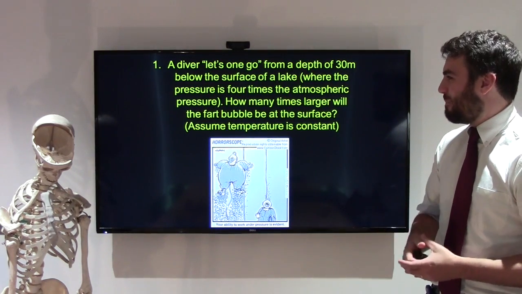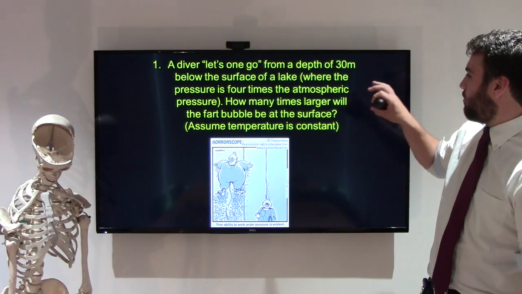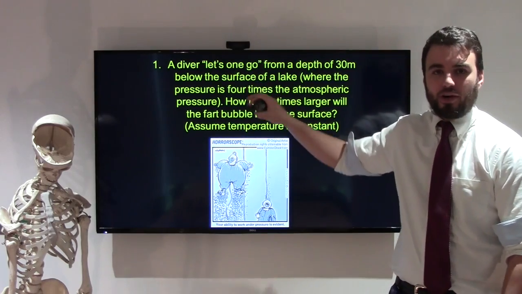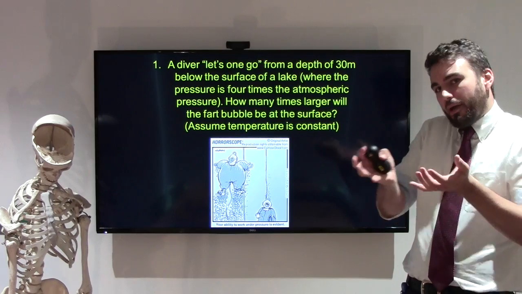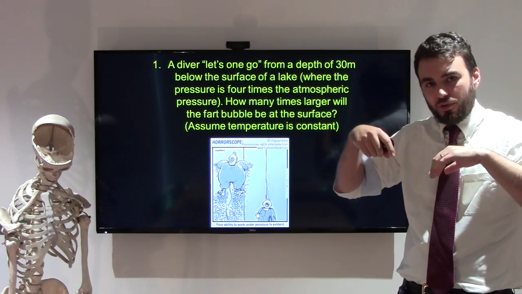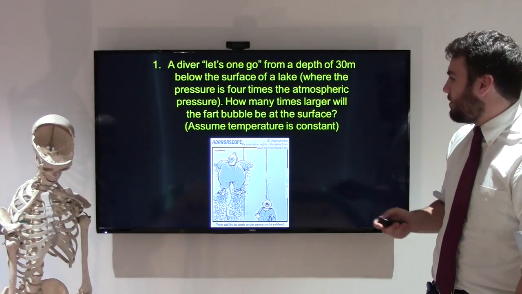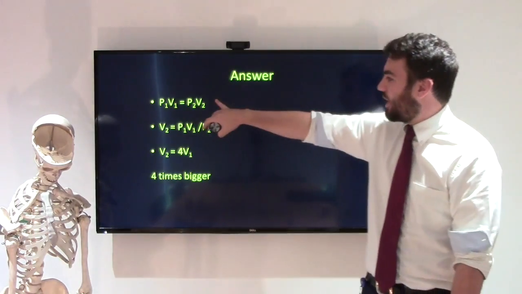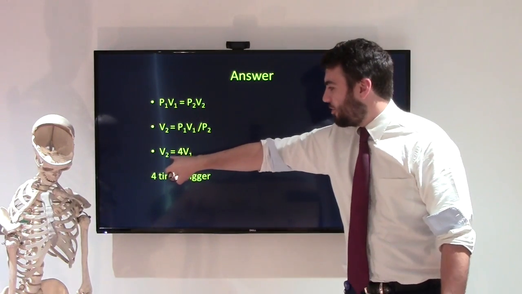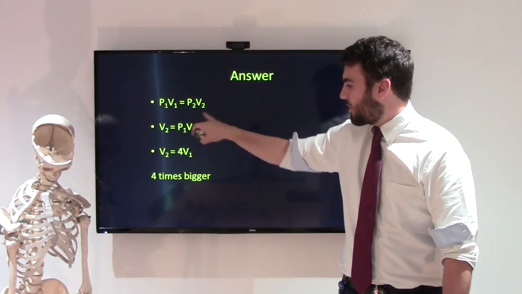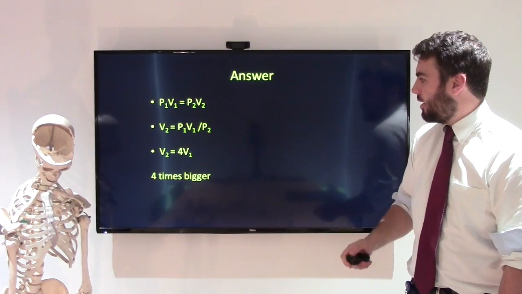One more. Diver, he's got a bit of a dicky tummy. He lets one go quite far down, and the pressure is 4 times the atmospheric, so he's gone quite deep. Now, as he goes up, a bubble's going to go up, and the pressure goes down, so it should expand. So how would I do this? Well, the best way of doing it is saying Boyle's law, and I could rearrange it. If I think about the pressure being 4 times bigger, so I've got 4 times the volume as I go up. Okay? That's it.